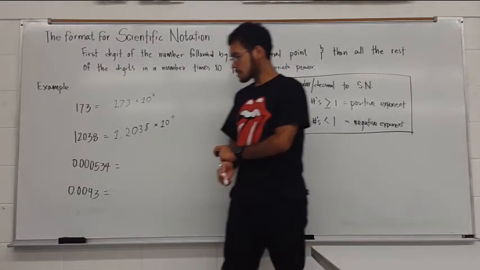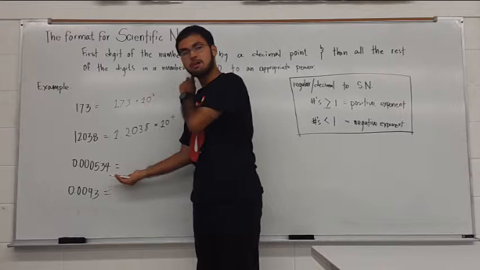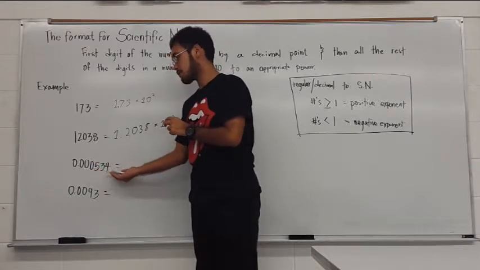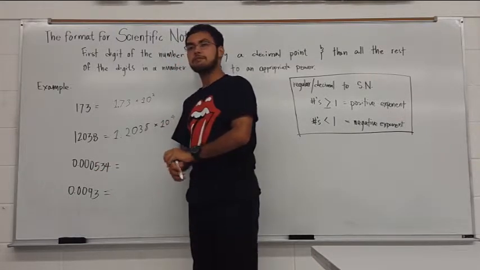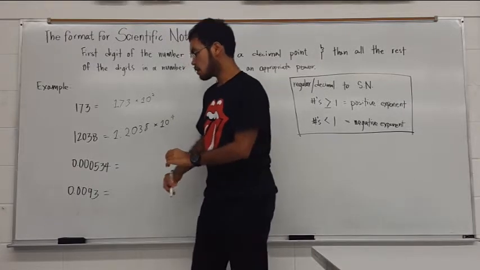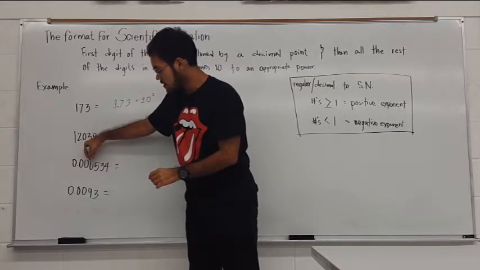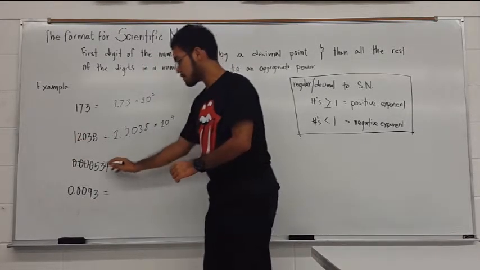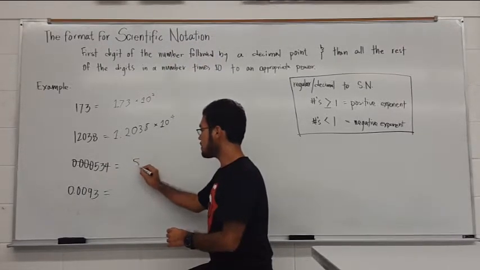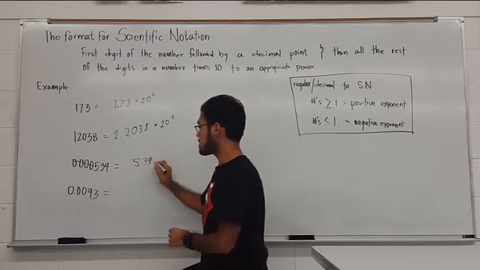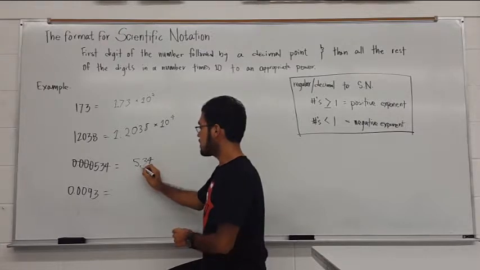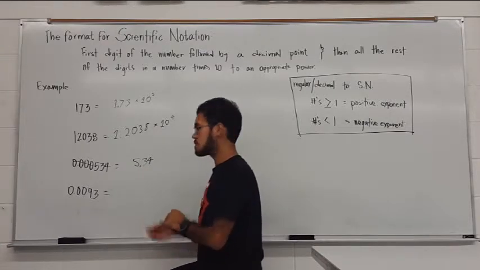Now here, this is a different story. All these leading zeros are not significant, if you remember from our video on significant figures. So we don't need any of this information. We just write out this 5, 3, 4, and we put the decimal point right here. Now we count how many spaces it took us to get there.